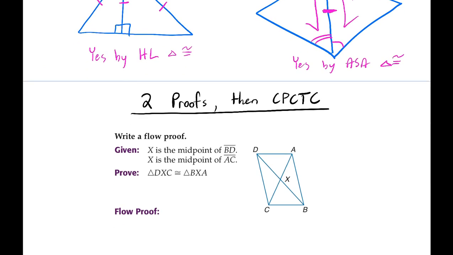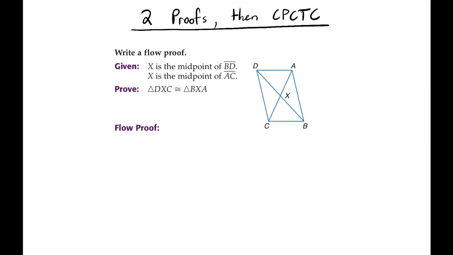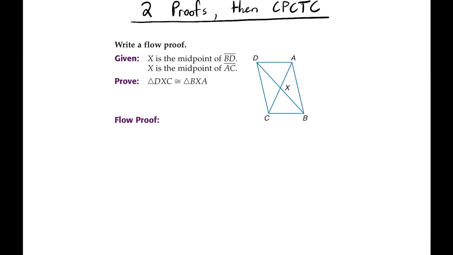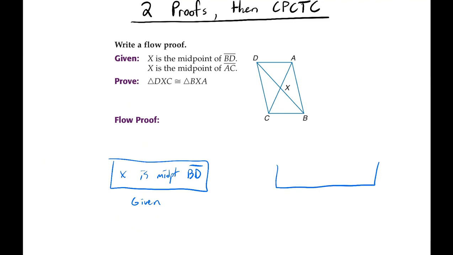Okay, so now let's do two proofs, and then we'll get to our last piece of this lesson, which is CPCTC. Okay, you're like, well, I already know that. Well, just wait how we're going to use it here. Okay, so let's do a flow proof here. So we start with, let's do blue. Okay, so we start with X is the midpoint of BD. Okay, that's given. And then you can already probably guess how we're going to use that, right?